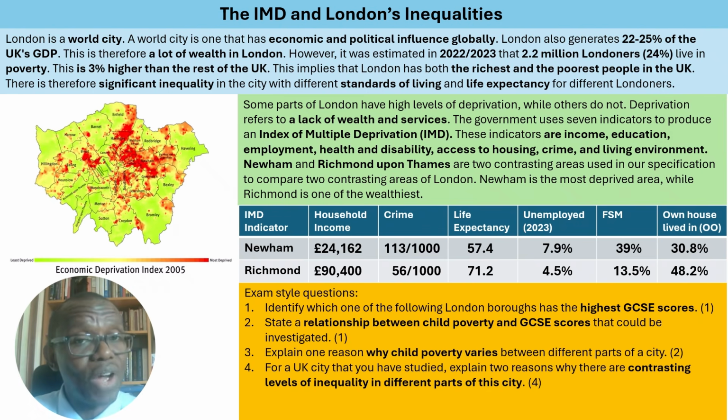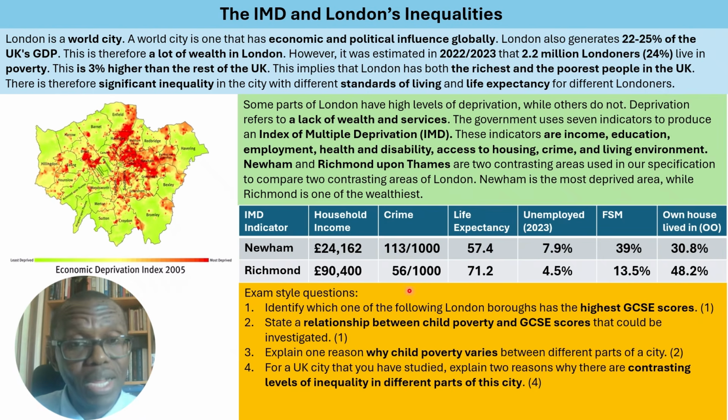And as far as our specification is concerned, we should look at 2 areas that are contrasting in nature, and those 2 areas are Newham and Richmond. Now, Richmond being one of the wealthiest, and then Newham being the poorest borough here in London. Now, when we look at those indicators, we are going to look at some of them here, and we have Newham here, and then we have Richmond, and then we have the IMD indicators up here.